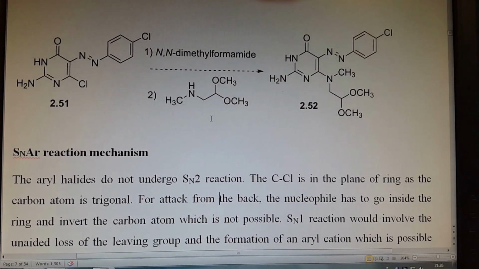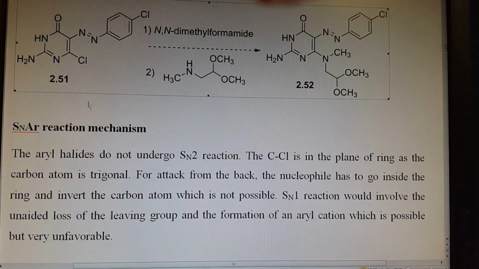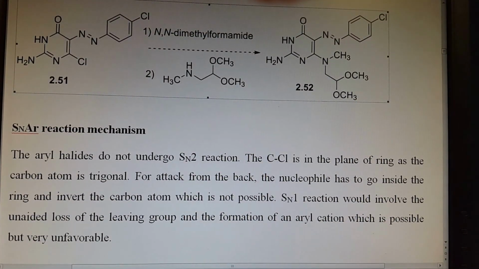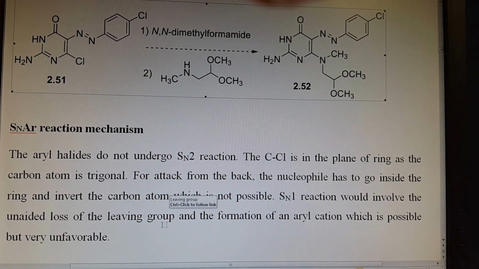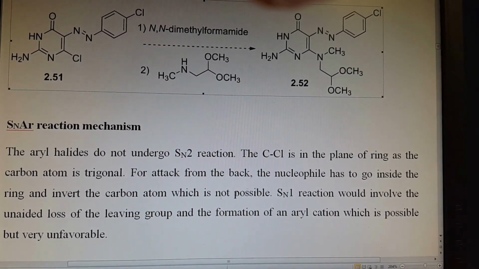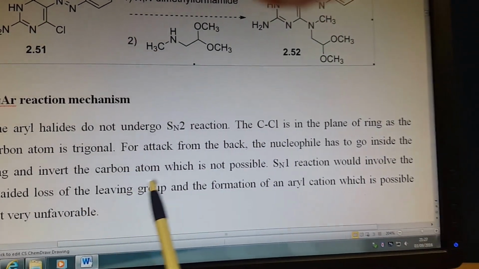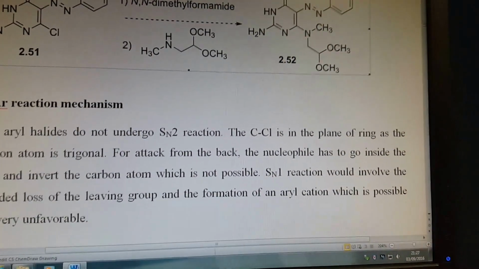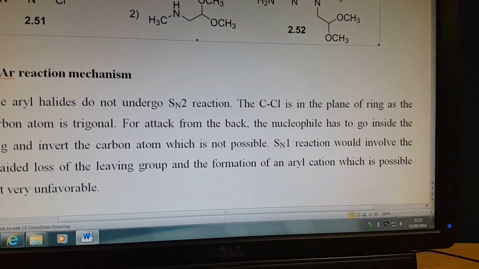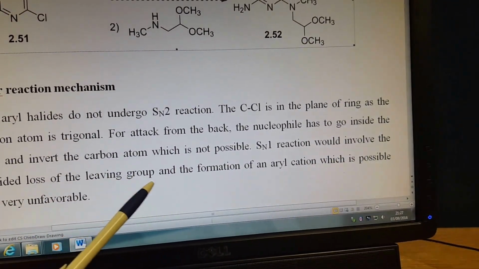Unaided loss of the leaving group. This is the leaving group. Unaided loss, I mean there is no aid, there is no help. The SN1 reaction would involve the unaided loss. What kind of loss? Unaided loss. There's no aid available for the loss. So you're going to remove chlorine, with no aid.